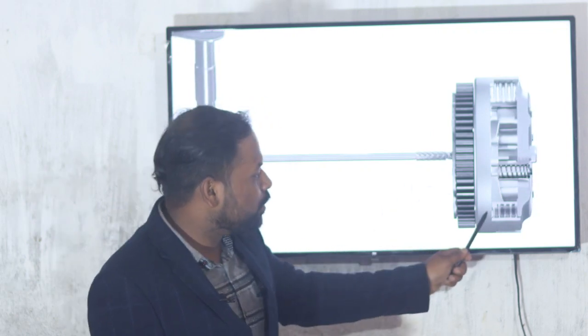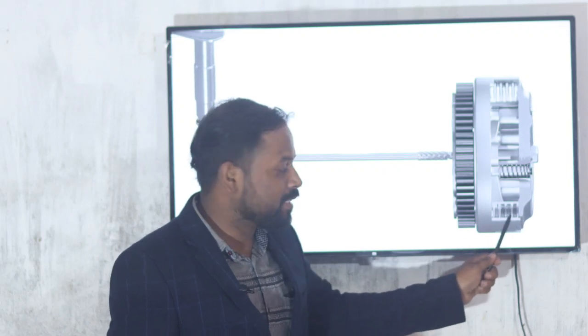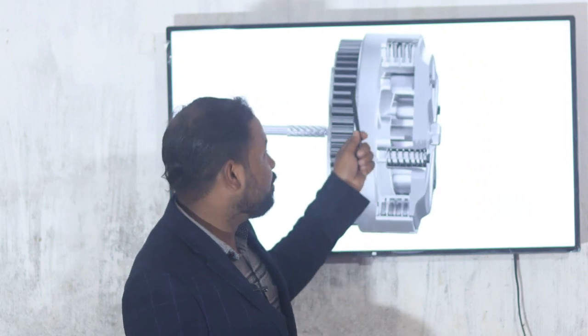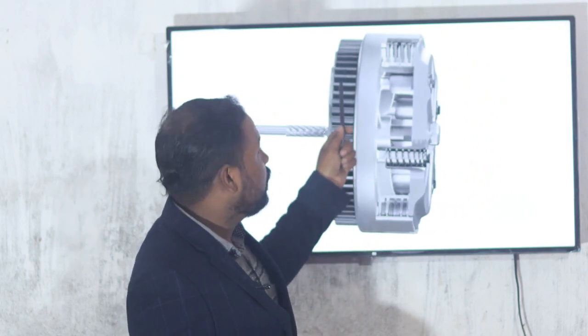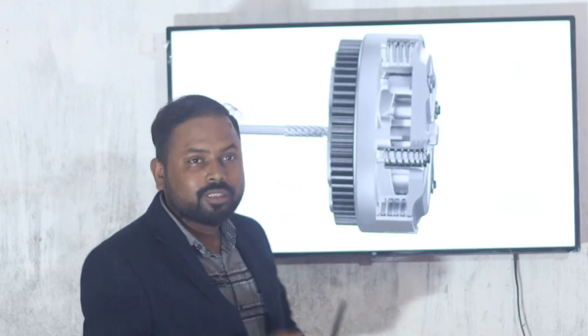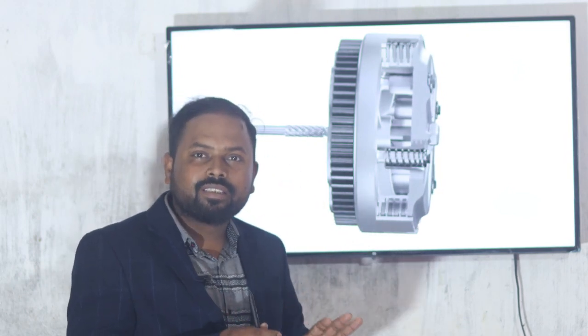You can see how these plates disengage from each other. When it is disengaged, the output of the engine rotates freely and the input of the gearbox is free. At that time we can change the gear smoothly.